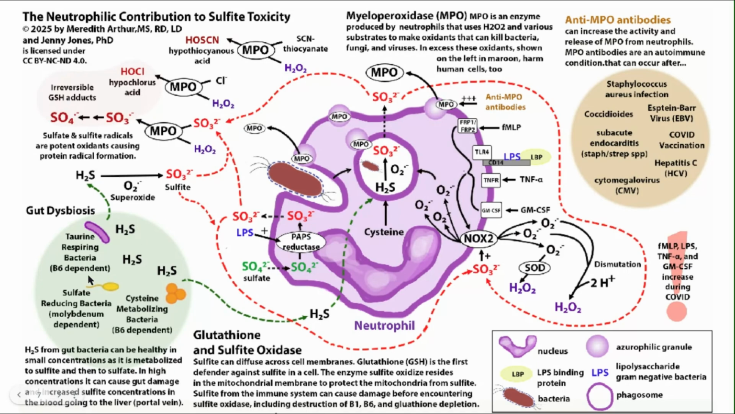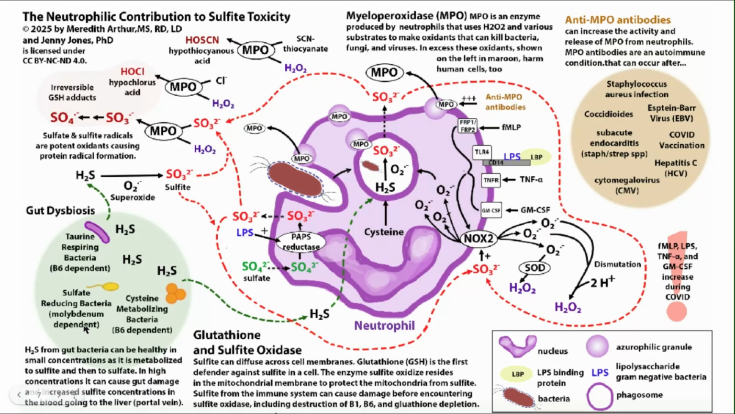And then this might be the reason why sometimes when people start taking B6, some of the bacteria are going to get some B6. And if you have taurine respiring bacteria, you may have an uptick in symptoms because you're going to produce more hydrogen sulfide, or actually these bacteria will.